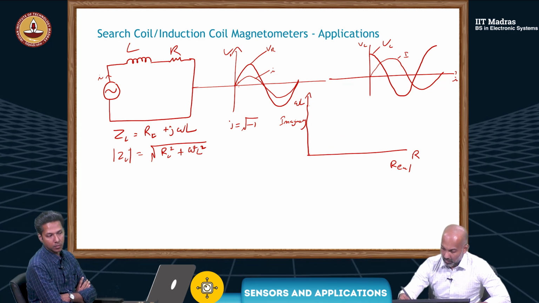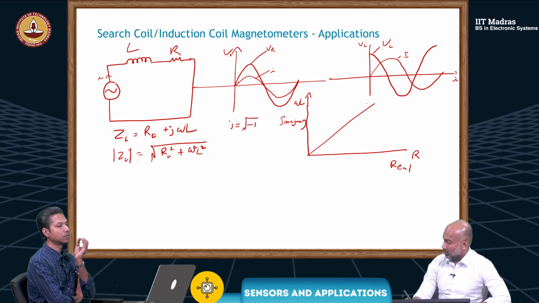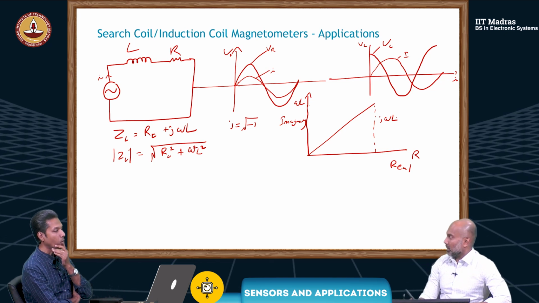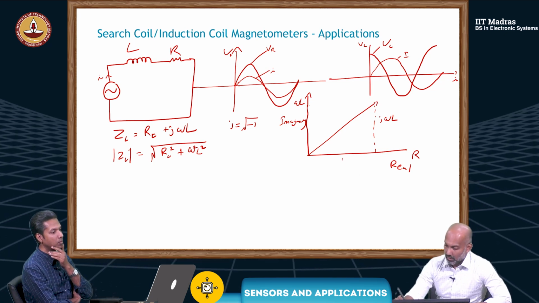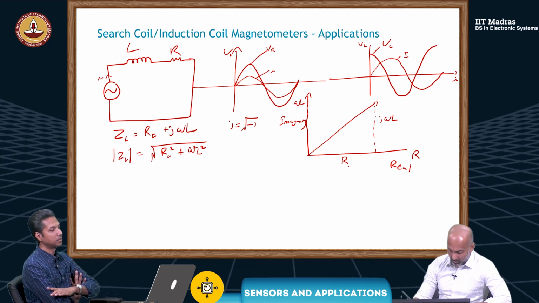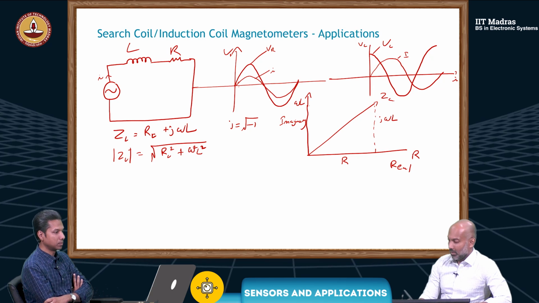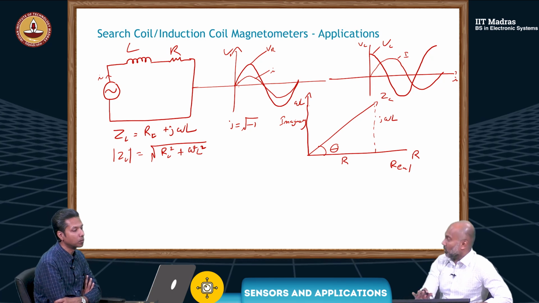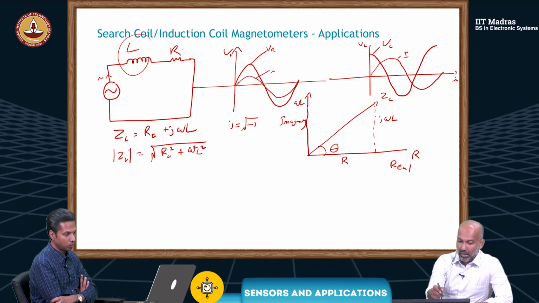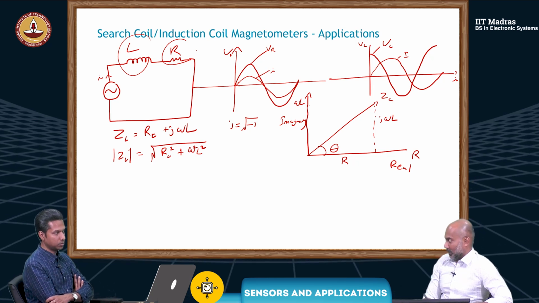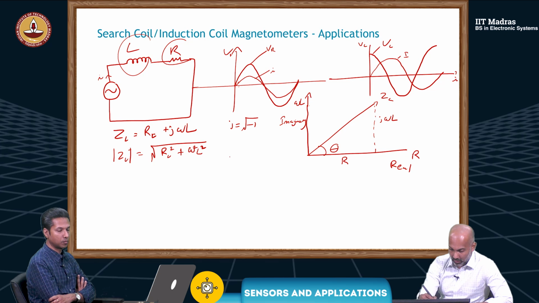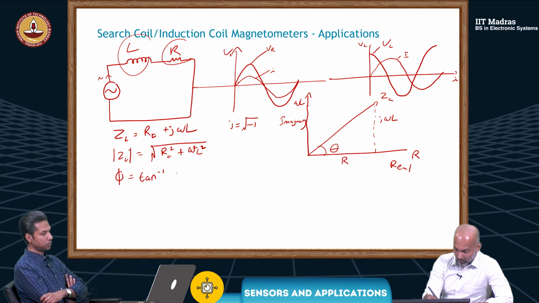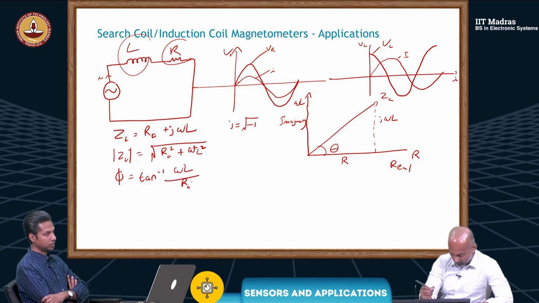Then, if you observe, what is this line? That's omega L. This is R. So then there is a change in angle between your L and R coordinates. Based on this, phi or theta, doesn't matter, is omega L over R_L.